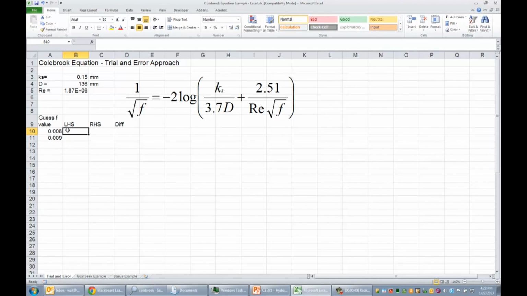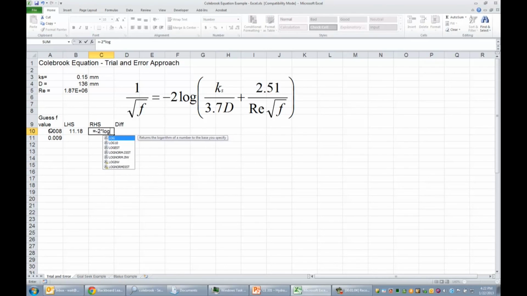Okay, so the left-hand side of the equation, yes, I do know my left, the equation there is 1 divided by square root of whatever f value we're guessing. Okay. Now the right-hand side will be a little bit trickier to write out the expression for that. So it is -2 times log of our k sub s value, remembering to anchor that. Oh, okay, I've actually named that cell k sub s, it looks like.